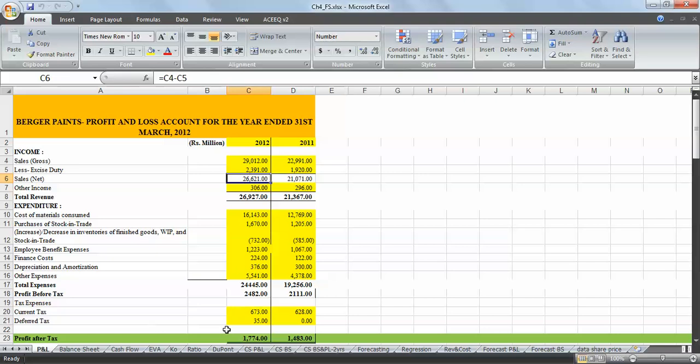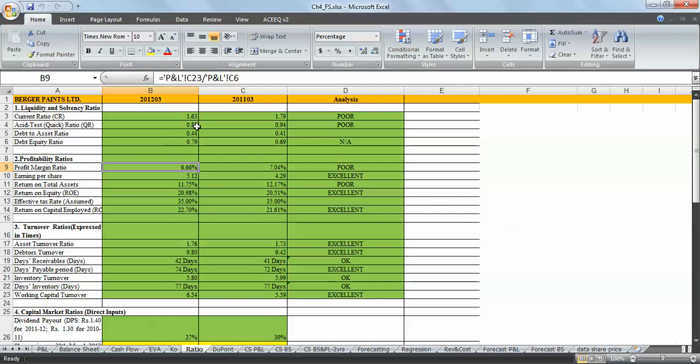So, by dividing it, we are getting the figure of net profit margin, which is 6.66% this year. Last year it was, you note the formula here, it was 7.04%. Again, this year is less than the previous year. So, we are categorizing it as poor. This has been done for all the ratios.